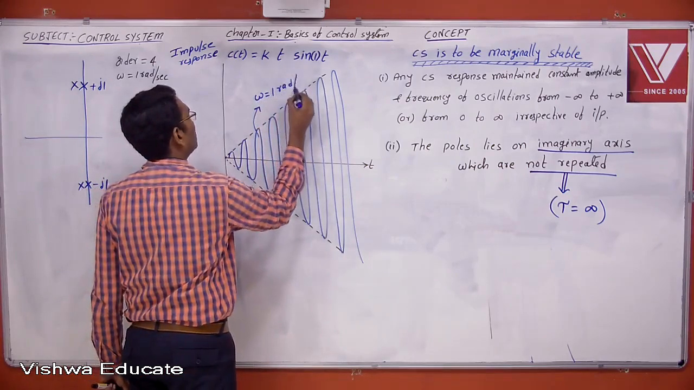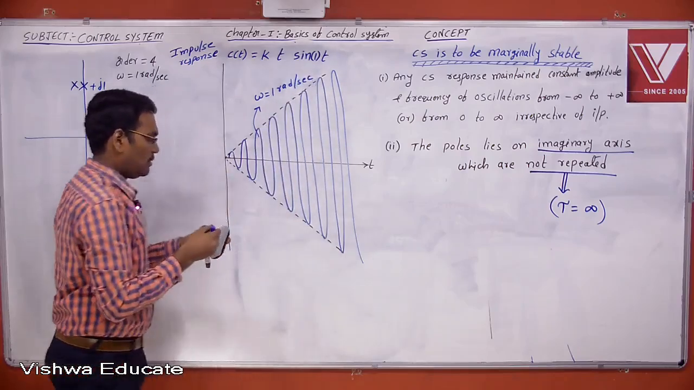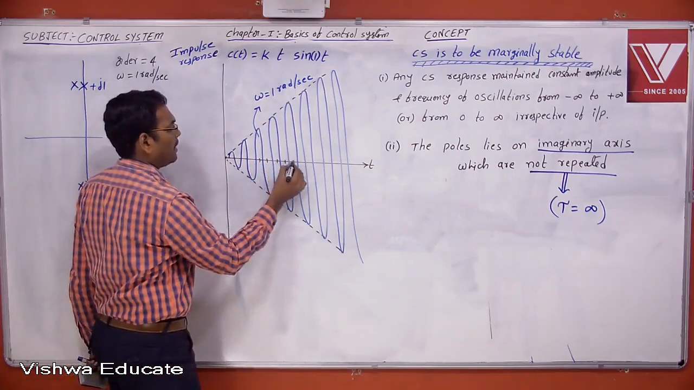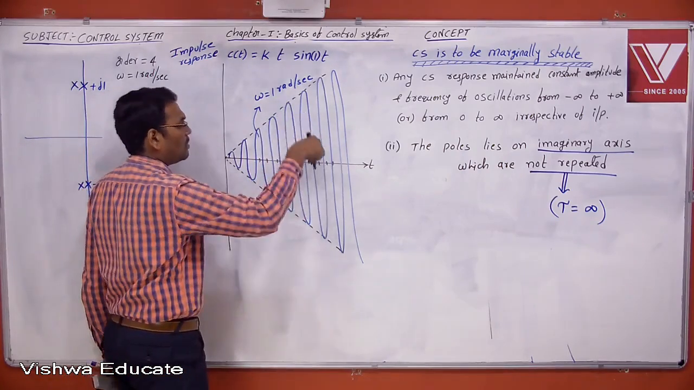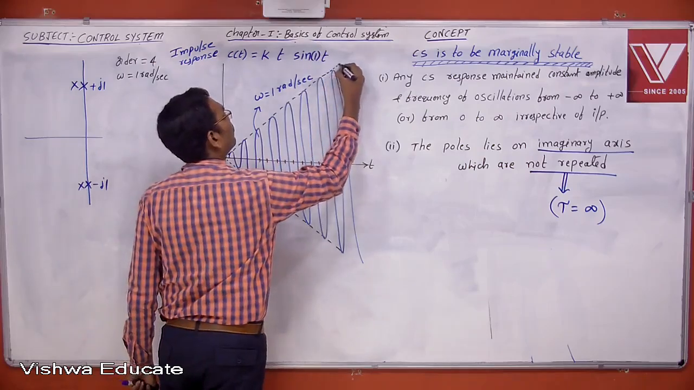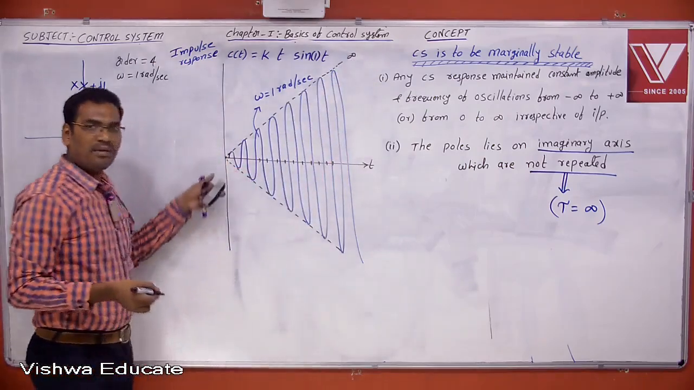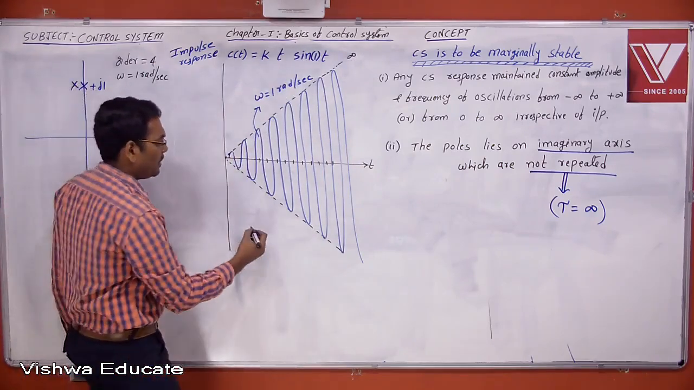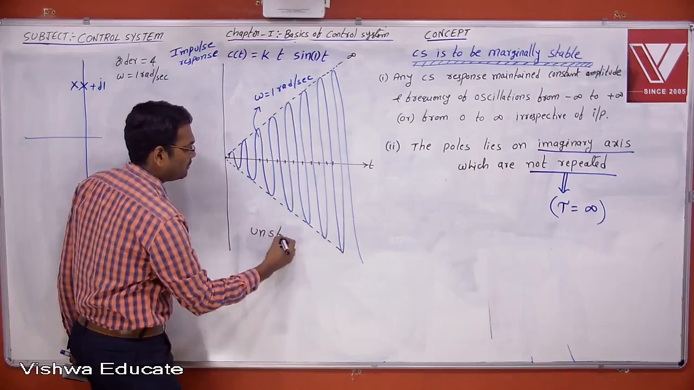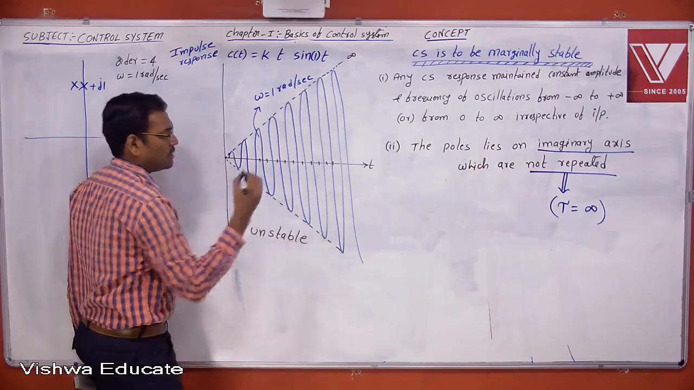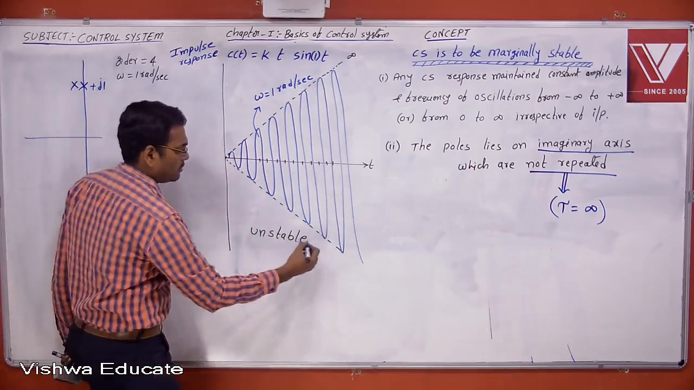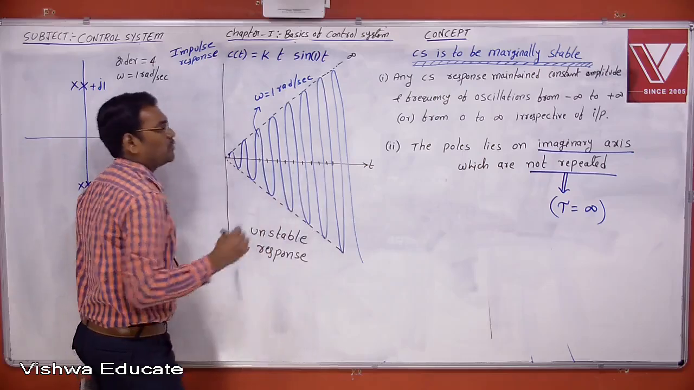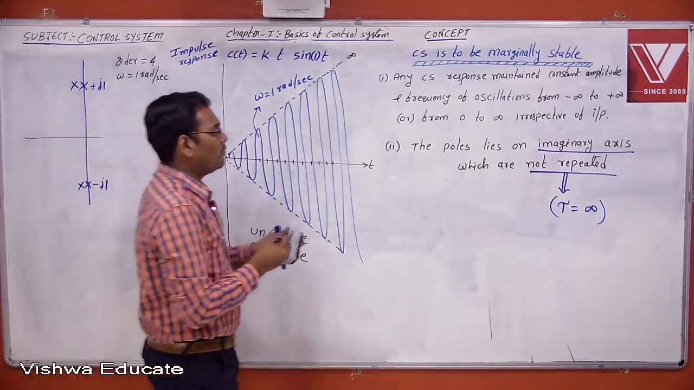But now what is this? See the response. Now I am giving the input on the time axis. The response does not follow the input and it is moving towards infinity. I am giving a bounded input, but it will produce an unbounded output. Therefore this is an unstable system. This is an unstable response.